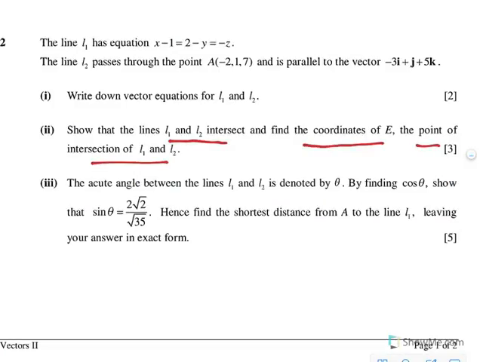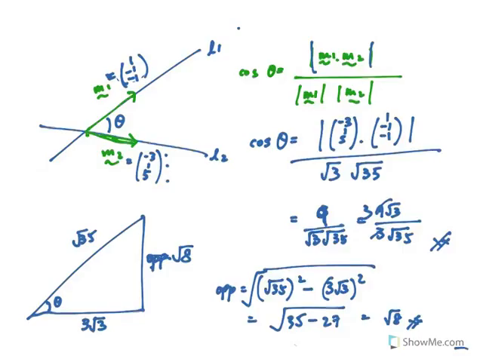So sine theta will be equal to opposite, which is square root 8, over hypotenuse, square root 35. And square root 8 can be written as 2 root 2 over square root 35. Alright, and we are done with part 3. Okay, last one. Hence, find the shortest distance from point A to the line L1, leaving your answer in exact form.